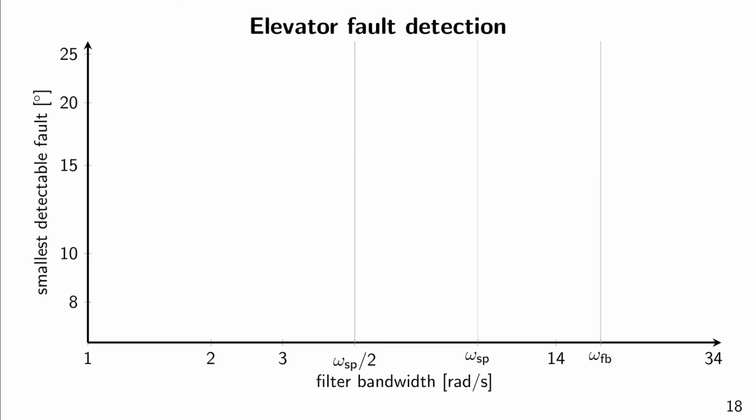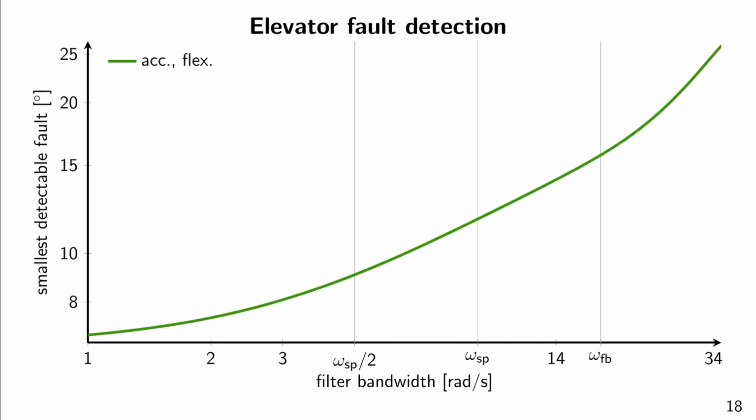Let us finally look at the results. First, we will see the smallest detectable fault as a function of the filter bandwidth for the elevator fault detection. Two notable frequencies are marked on the frequency axis. Omega SB is the frequency of the short period mode, which pertains to the rigid motion of the aircraft. Omega FB is the frequency of the first bending mode of the wing, which corresponds to the flexible behavior.